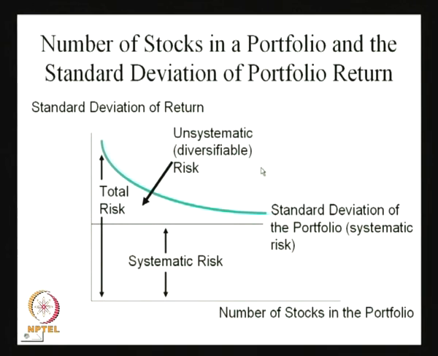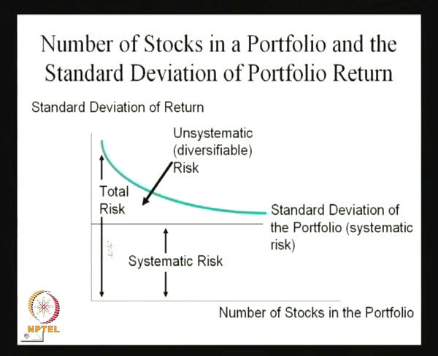What you can see here is the number of stocks in a portfolio and the standard deviation of the portfolio. Here, the number of stocks is on the x axis, and this is your total risk or standard deviation of the returns. So, this part will be your systematic risk. The systematic risk cannot be eliminated, because it arises from macroeconomic variables and affects all the stocks. Then you have the standard deviation of the portfolio over a period of time. So, this is the total risk.